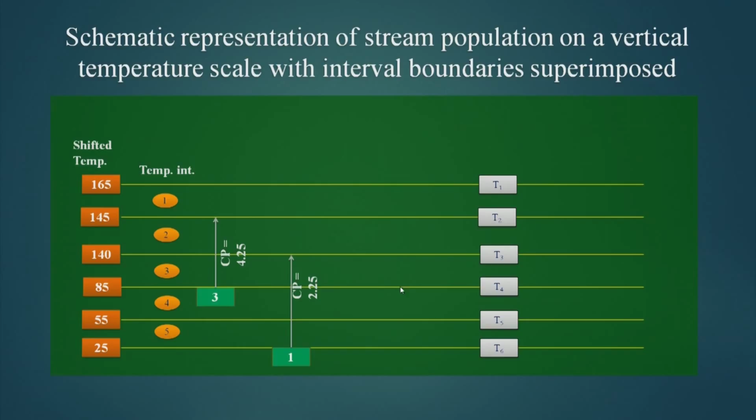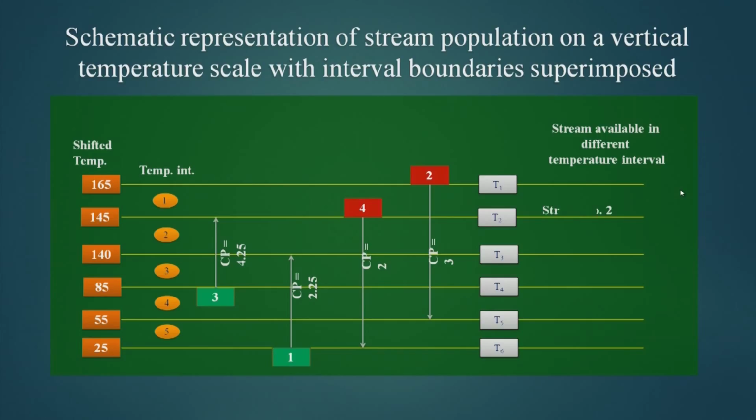Now, we can draw the cold streams and hot streams here. So, this cold stream, which is number 3, has a Cp value of 4.25 and this has a 2.25 Cp value, Cp value 2 and Cp value 3. Streams are available in different temperature intervals. So, here only stream number 2 is available in this temperature interval.